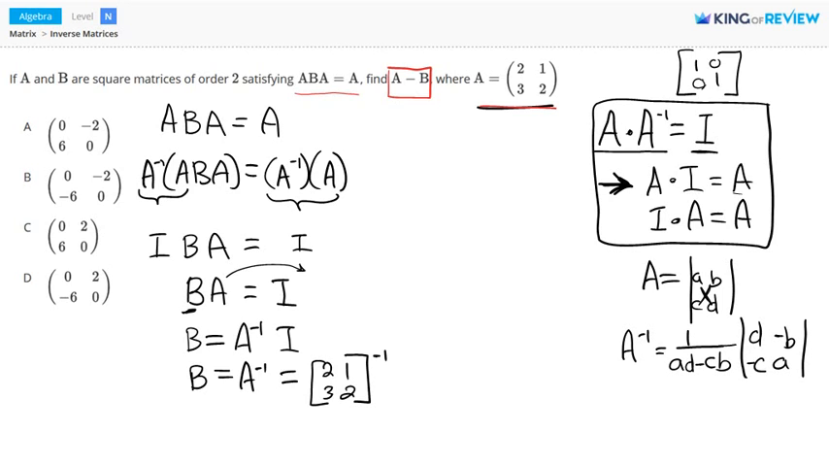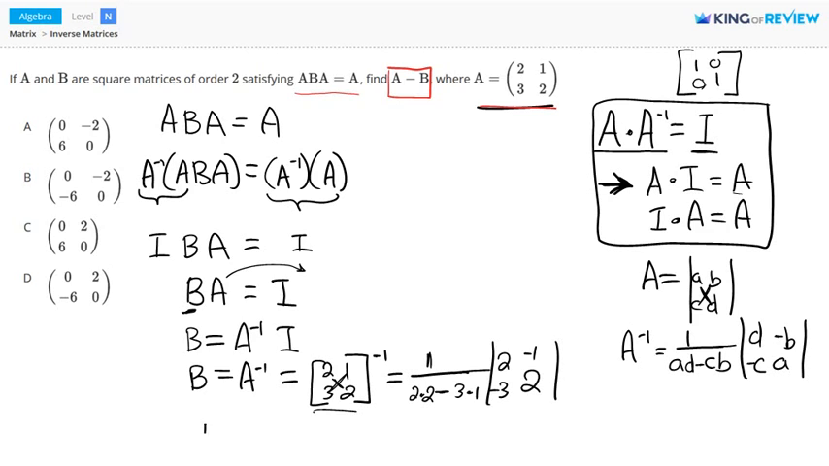So let's set that up here. We're taking the inverse of A. So we have 1 over the determinant. The main diagonal is 2 times 2, and then we're subtracting the product of the entries in the other diagonal, so 3 times 1. And now let's set up the matrix. The 2 and 2 change places, but they're both 2. And then we take -1 and -3. So let's work this out.